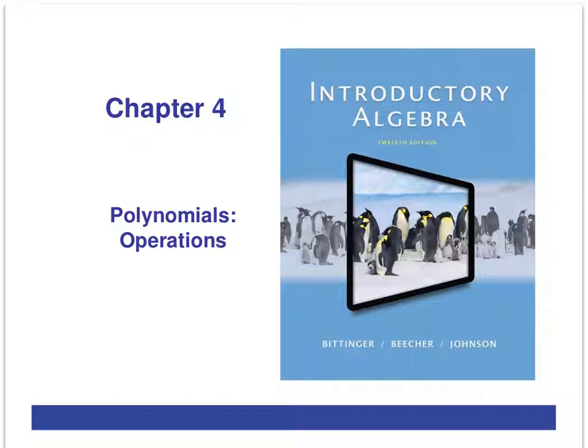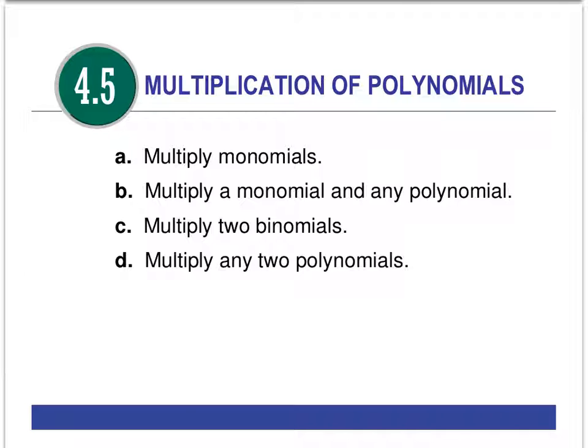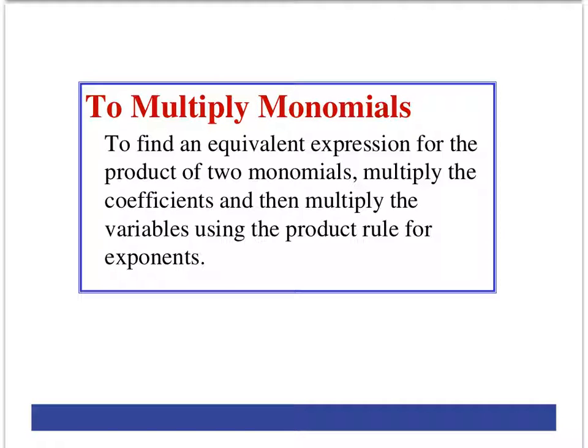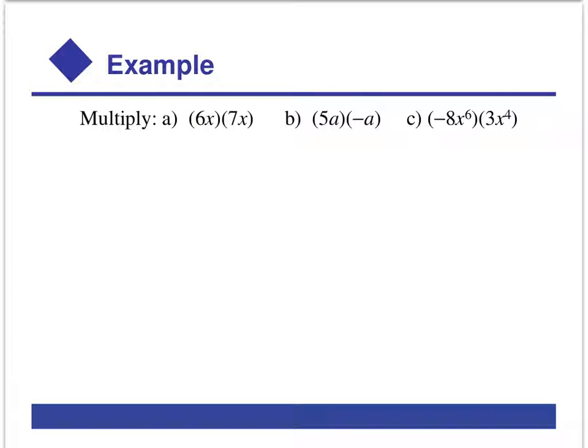Okay, welcome to 4.5 where we're going to do multiplication of polynomials and everything that it encompasses. So to multiply polynomials, you find an equivalent expression for the product of two monomials, multiply the coefficients, and then multiply the variables using the product rule for exponents. It's not as hard as it sounds, you've done it. So simply we're just going to multiply the coefficients and then we're going to follow the rules for the variables.